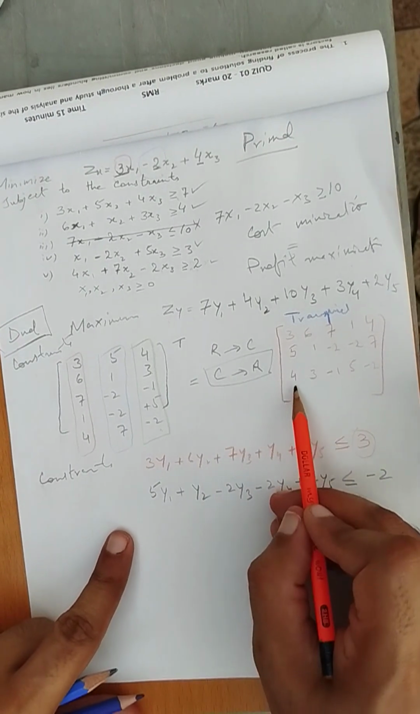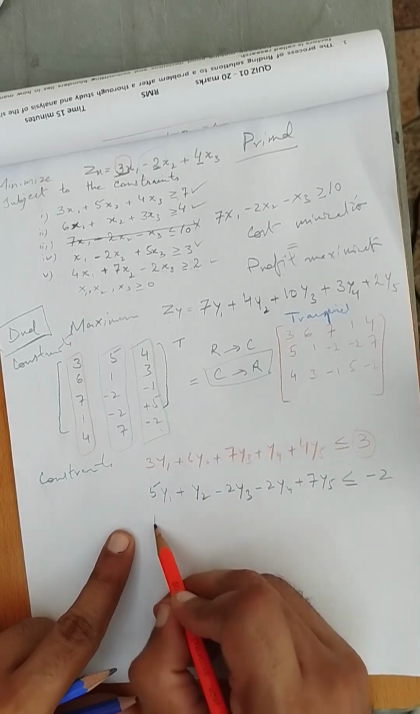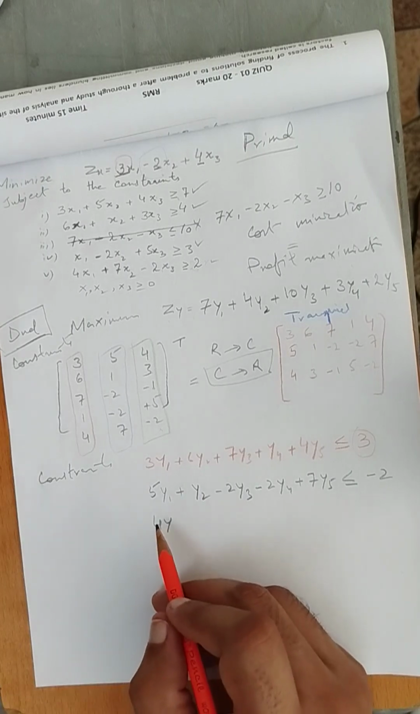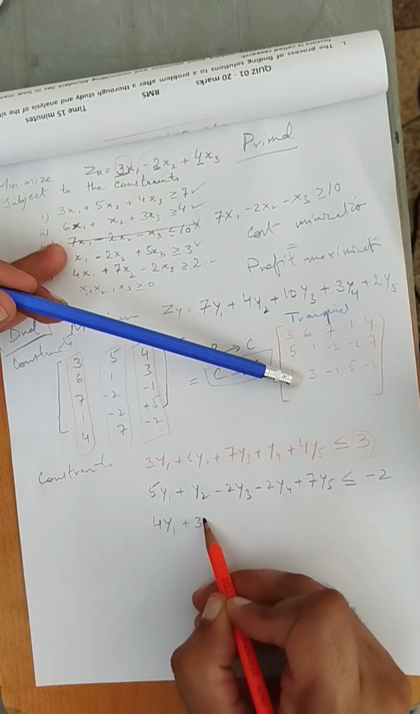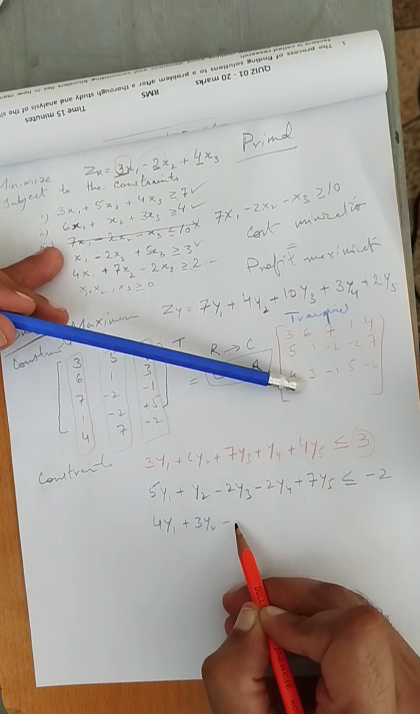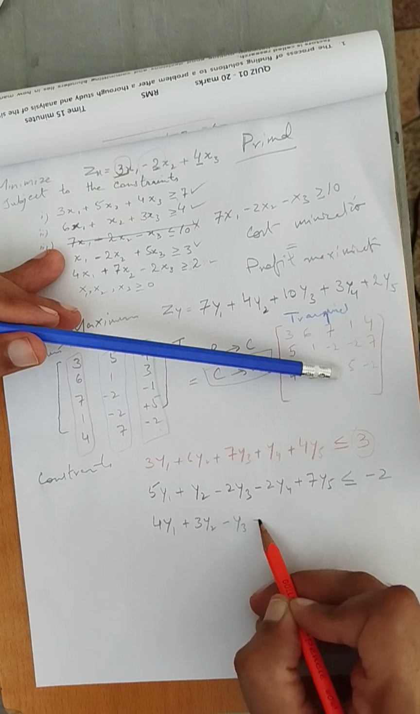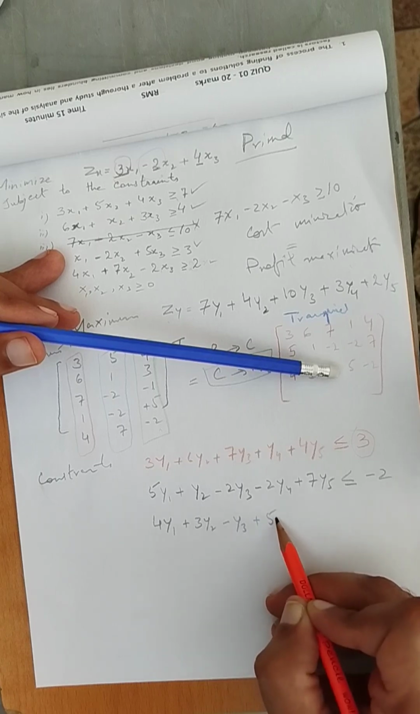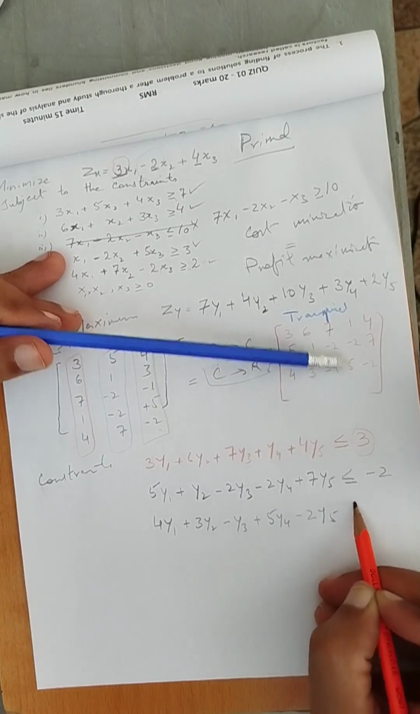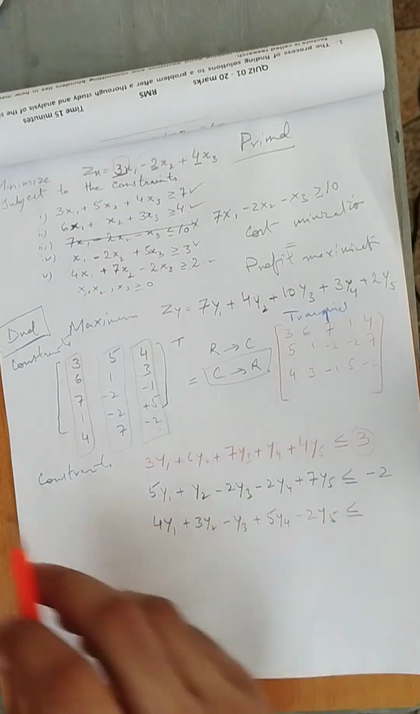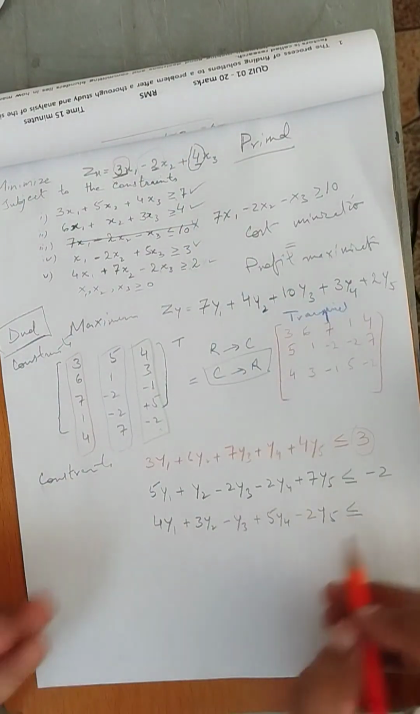Okay, next we see we have the transpose matrix 4 3 -1 plus 5 -2. So over here we write 4 y1 plus 3 y2 minus 1 (we don't write 1) y3 plus 5 y4 minus 2 y5. Inequalities would be the same, and the coefficient over here, that is the 4, will be over here.